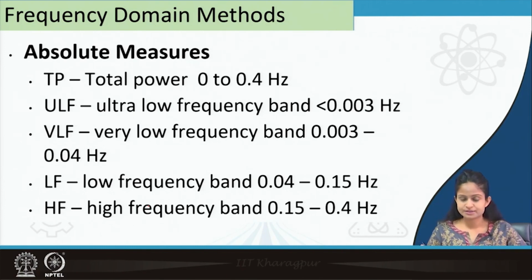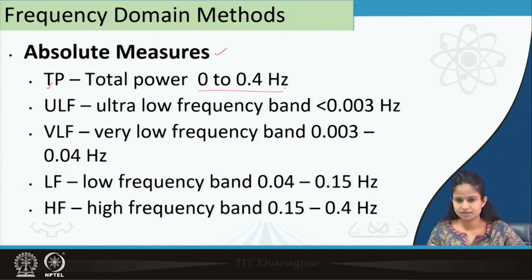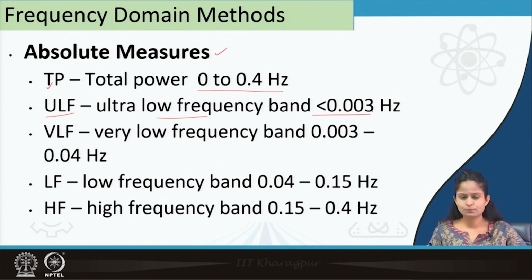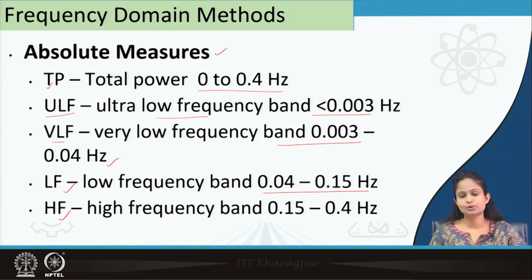So, in frequency domain methods, via the absolute measures, we have total power, TP, which ranges between 0 and 0.4 hertz; ultra low frequency, the band below 0.003 hertz; very low frequency, the band from 0.003 to 0.04 hertz; low frequency and high frequency. The low frequency band ranges between 0.04 and 0.15 hertz, and the high frequency band ranges from 0.15 to 0.4 hertz.